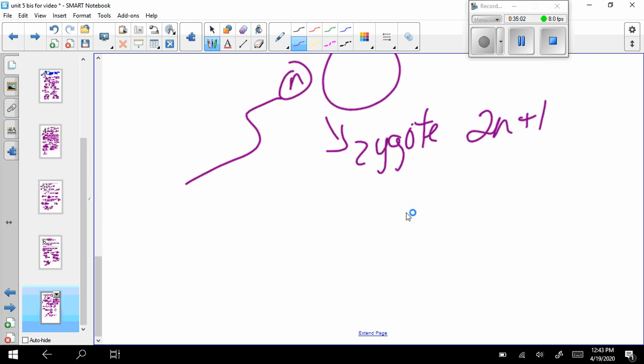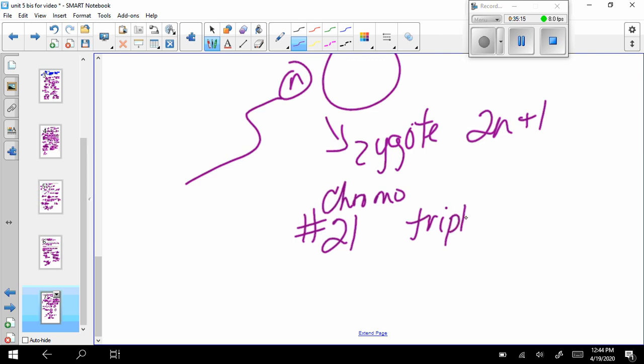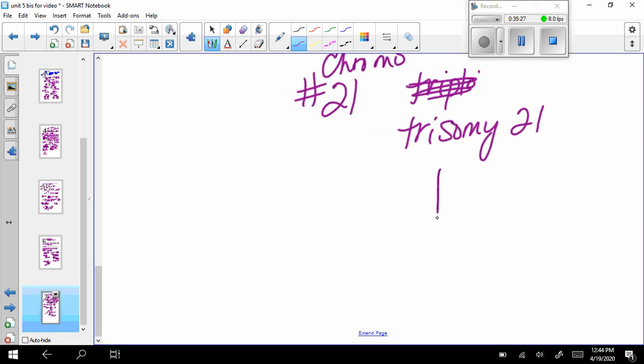So when you have an extra, if the extra is chromosome number 21, it's not triploid because I don't want 3 of every chromosome. Trisomy. Trisomy 21, 3 of chromosome 21. Then that leads to Down syndrome.